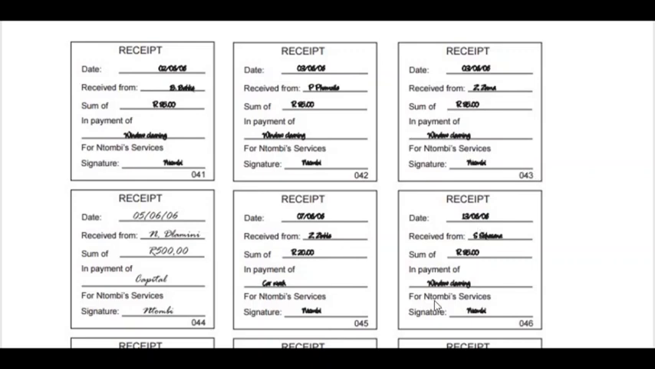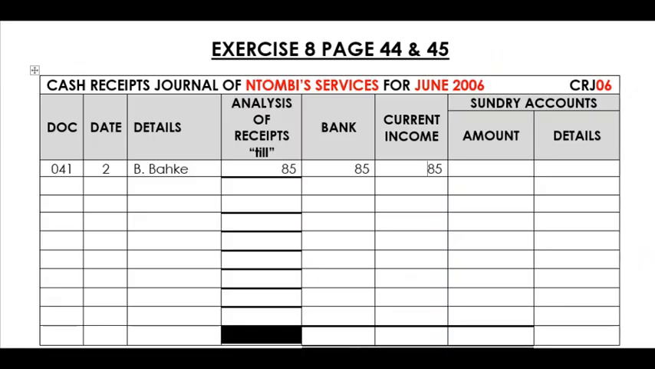So how this will affect the CRJ is, when we record the transaction on receipt number 42, we will write the receipt number 42. The date was the 3rd. The customer's name was P. Pumzile. We will put the money in our till, the 85 Rand, but we do not put it in bank yet because we haven't finished the day. There's still another transaction on that day, so we can't cash up our till.